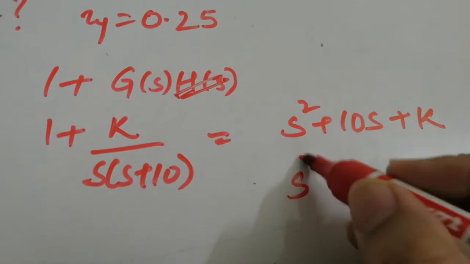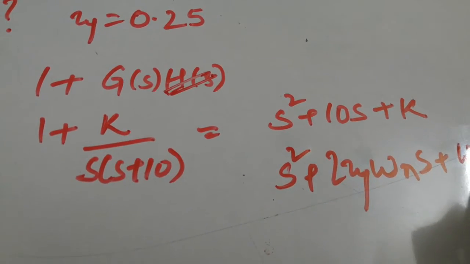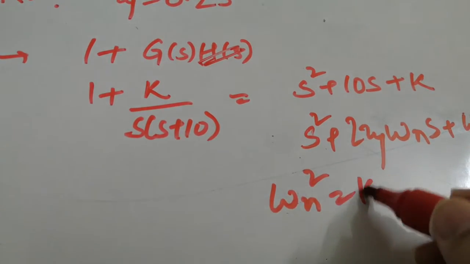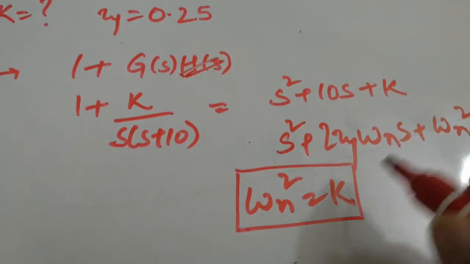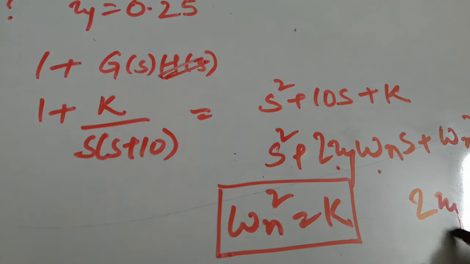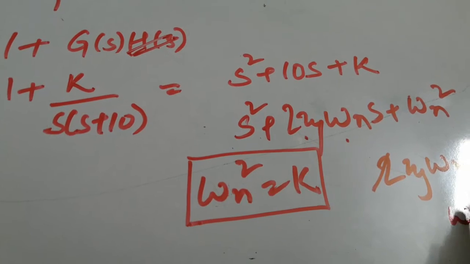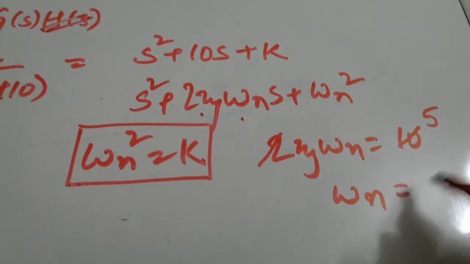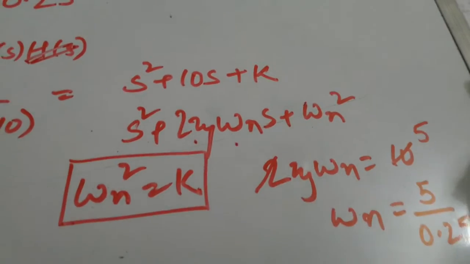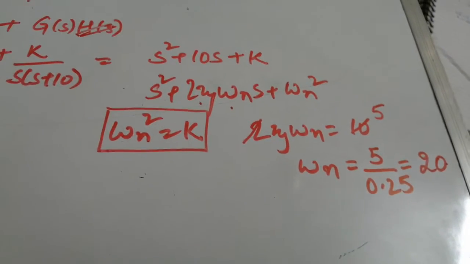So now I am going to compare it with the general characteristic equation. From that I will come to know that omega n square will be equal to the value of K. Now I have to find the value of omega n from here because zeta has been given to me. So this 2 zeta omega n will be equal to 10. This makes it to be 5. So that means omega n will be equal to 5 upon 0.25. So 5 upon 0.25 will make omega n 20.